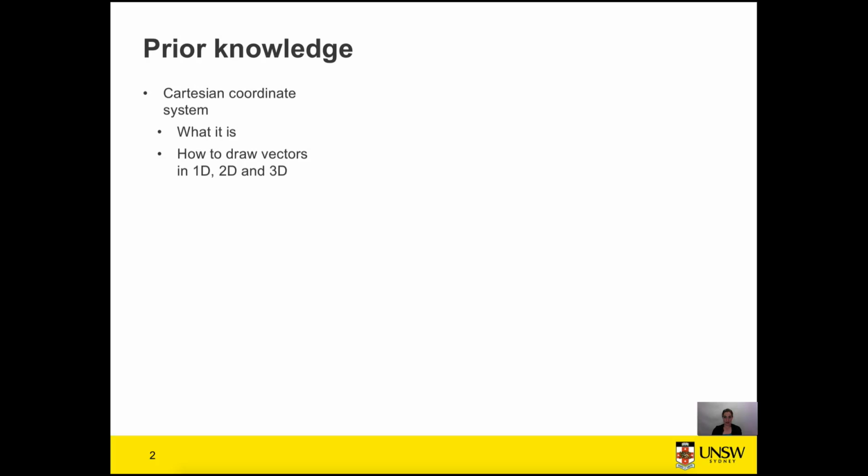I assume some prior knowledge, so I assume that you know what the Cartesian coordinate system is, as well as how to draw vectors in it, as well as some basic geometry and trigonometry, so the Pythagoras theorem and the sine, cos and tan trig identities. I will cover those briefly as we use them, but for those of you that require a more in-depth review, I will also provide some links to some very good online resources under the relevant videos.